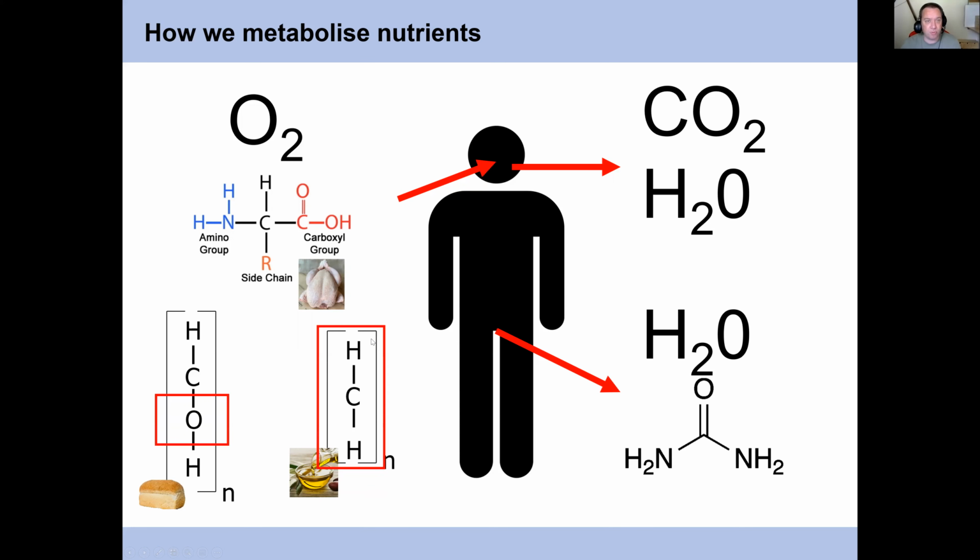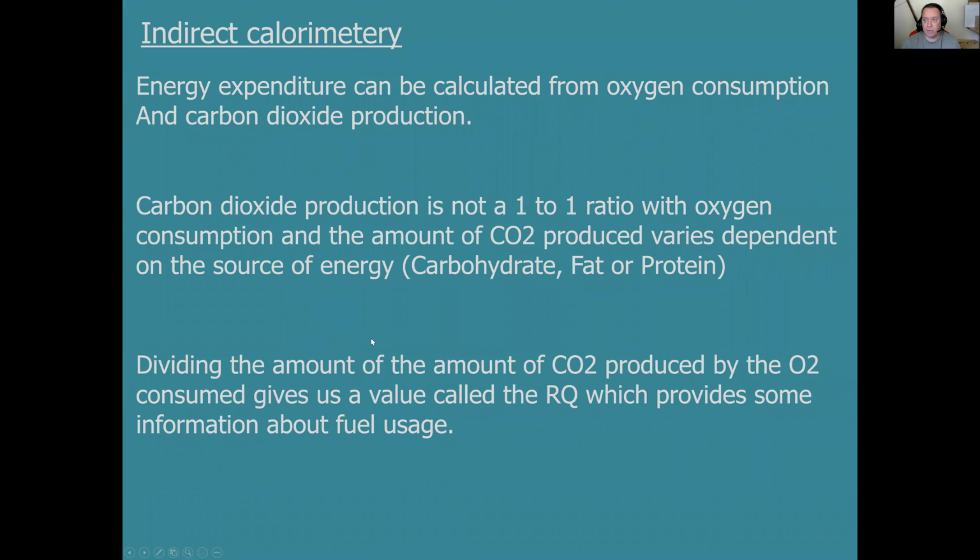So to explain this more formally, we can use a technique called indirect calorimetry, and this is normally thought of as a device for calculating energy expenditure from oxygen consumption and carbon dioxide production. But because of this lack of a one-to-one ratio between CO2 and oxygen, the fact it varies depending on whether you're burning fat or you're burning carbohydrates, means that we can get information about the nutrients being used, and we generate a ratio called the respiratory quotient or the respiratory exchange ratio. They mean the same thing, which is the CO2 divided by the O2.